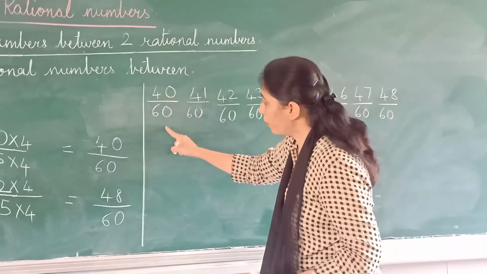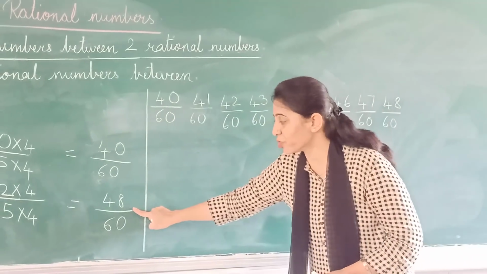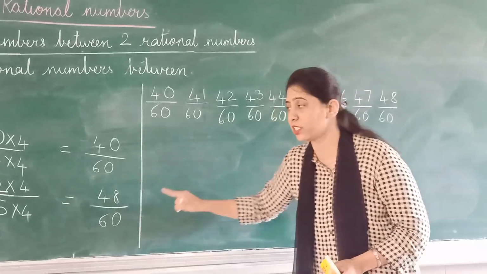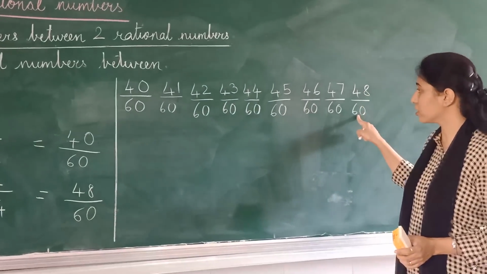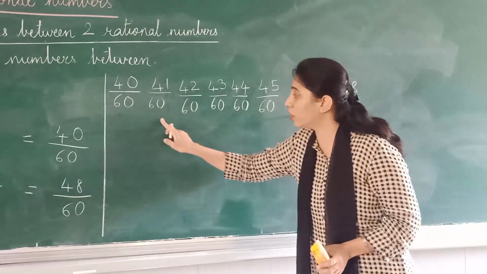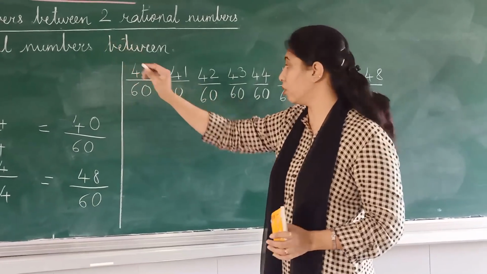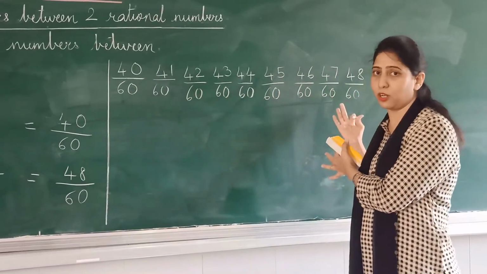Now 40 upon 60, we have started with 40 upon 60 and the next rational number is 48 upon 60. So between this and this number you have to find out the rational numbers. Now they have only told 5 rational numbers. So you can select any 5 rational numbers from here.